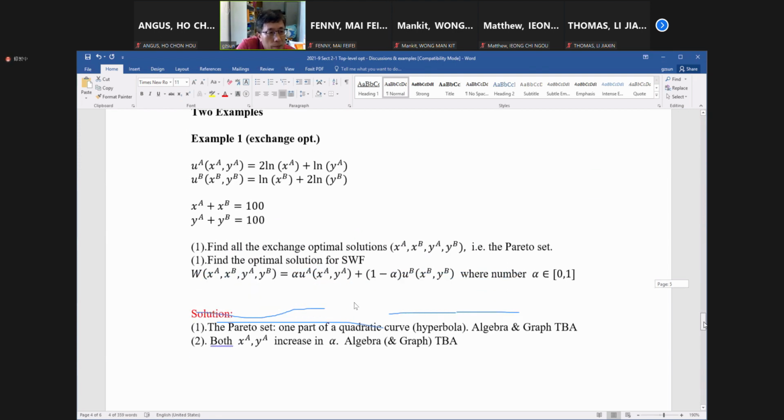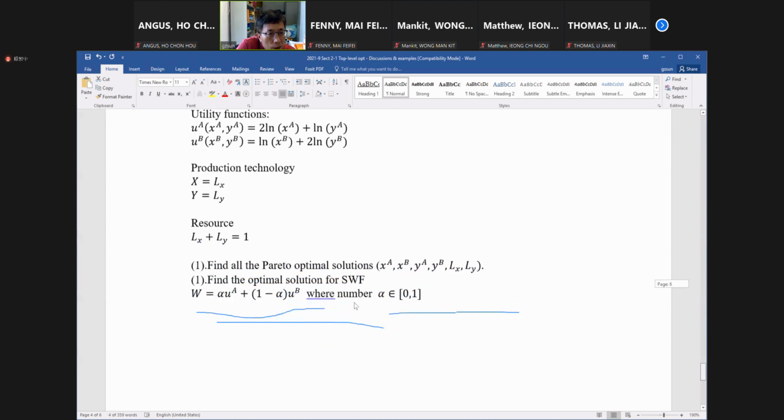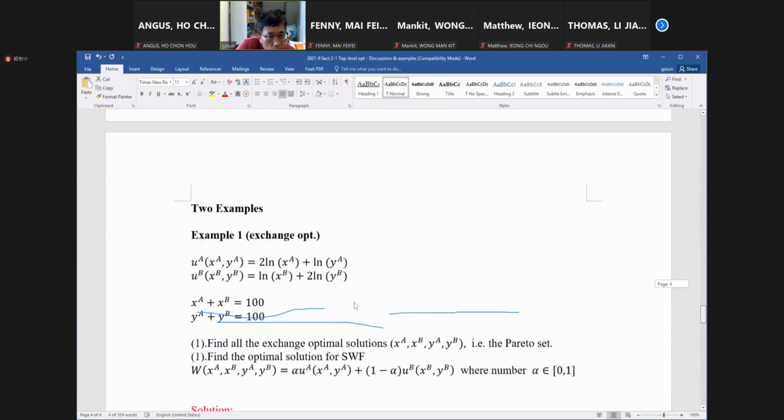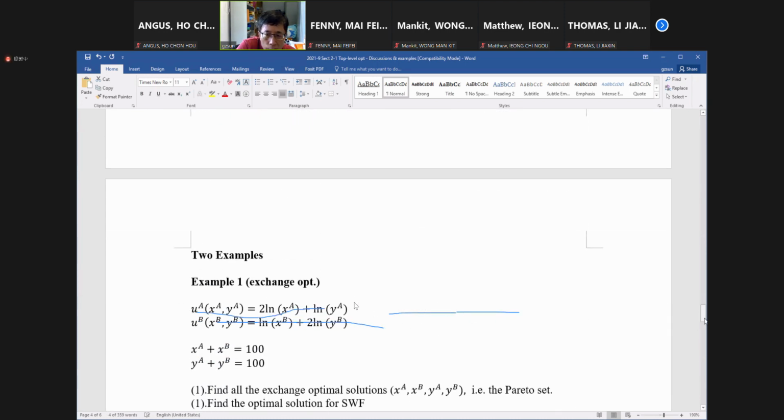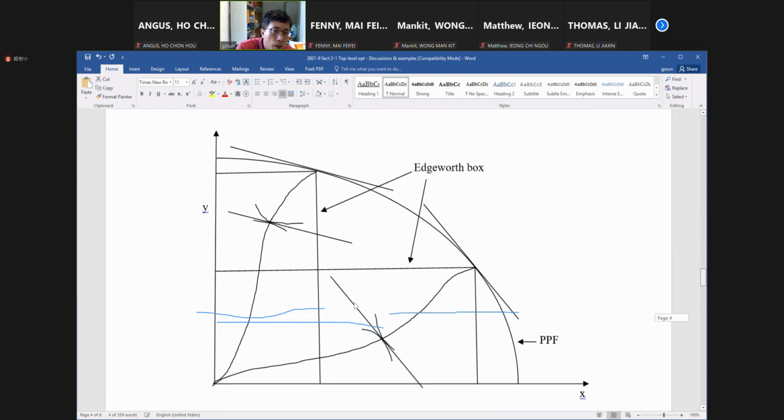We will spend the whole class on two examples. We have discussed a lot of theory, a lot of concepts. We also drew a lot of figures, but we have not yet had time to give an example. We will give an example to understand what's going on in the box about exchange optimal and what's going on for the whole picture. That's what we're going to do in next class.